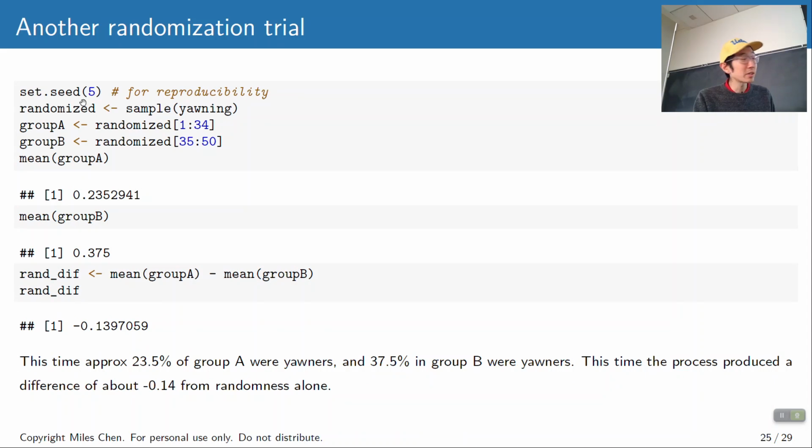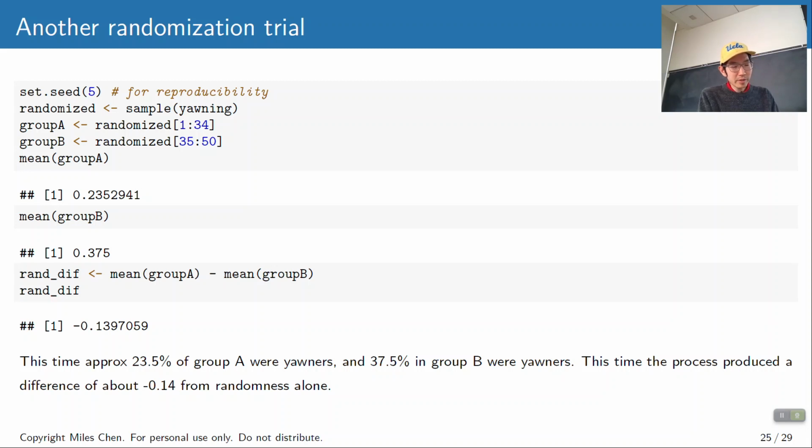Here I use a different seed and sample yawning. I shuffle this up again, and again I put 34 people into group A and the remaining 16 into group B. So again, who ends up in group A and who ends up in group B is just a result of this random shuffling process. In group A, I get 23.5%, and in group B, I get 37.5%. So the difference between these ends up being negative 13.9%, or almost negative 14 percentage points. So by randomness, we get a difference of negative 14%.